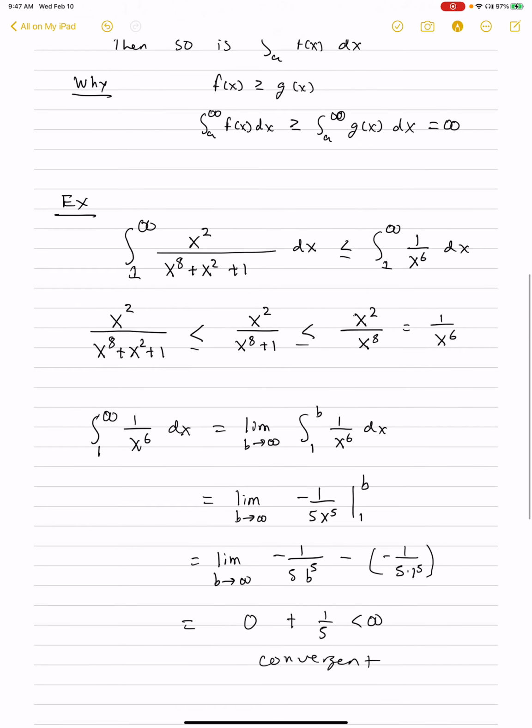Now, what this tells us is that our final value here is 1/5. That's less than infinity, so they both converge by the comparison theorem. Okay, and that was an example of the comparison theorem.